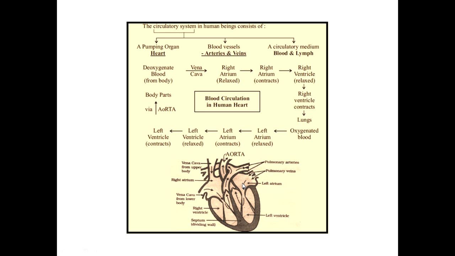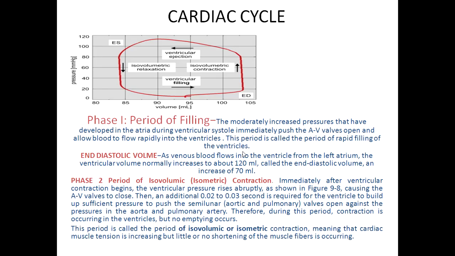Once it is collected here, it pushes the mitral valve open and flows into the left ventricle. From the left ventricle, the oxygenated blood goes into the aorta. From the aorta it is supplied to all parts of the body. This is the basics of the circulation.